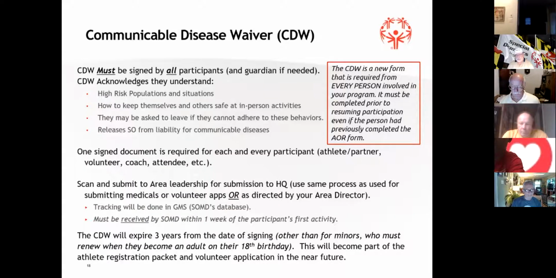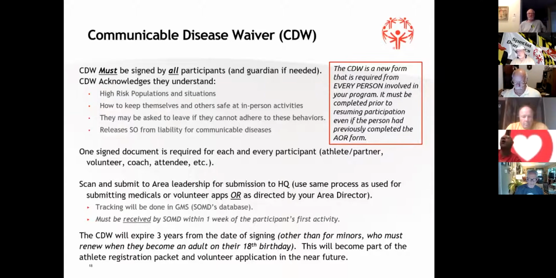It does a couple things. It has in writing that they acknowledge and understand that there are high-risk populations and there are conditions and situations, and there can be some hazard to that. It gives them specifics on how they're going to maintain themselves and behave within that situation to comply with the rules. It says explicitly that if they can't adhere to the behaviors or the requirements, then they will unfortunately be asked not to be at the program until we are back in phase 3, which hopefully will be in several months, but one never knows. And then it also has a release of liability for Special Olympics.